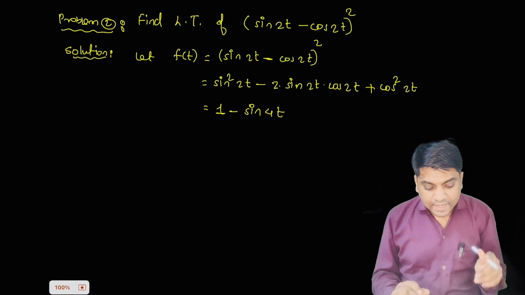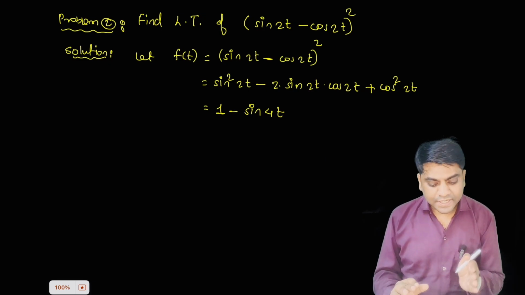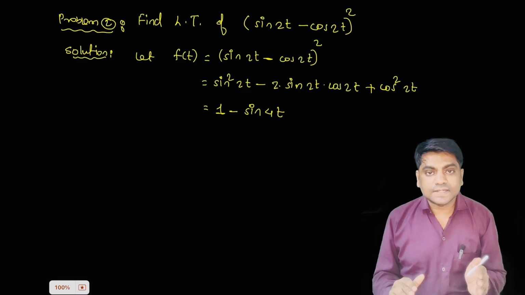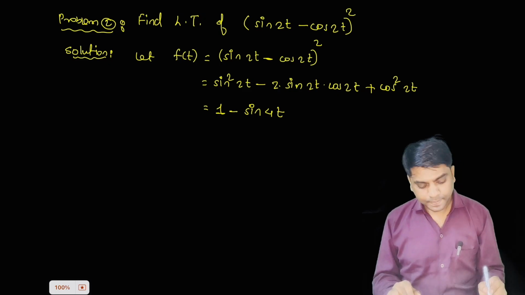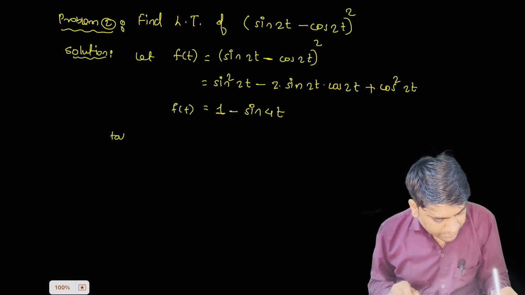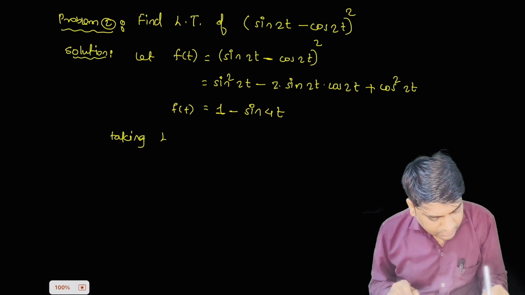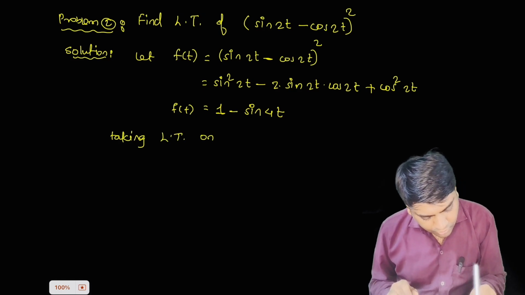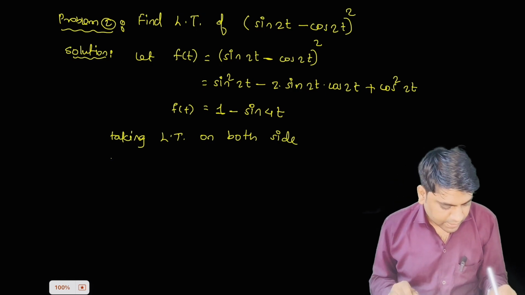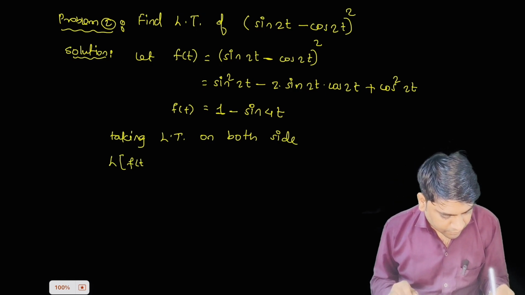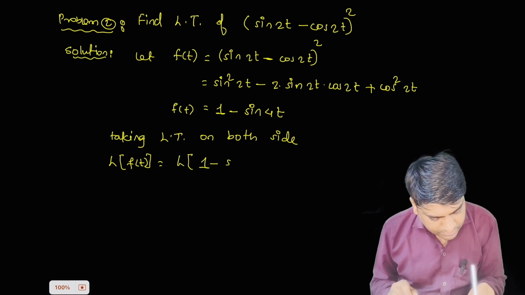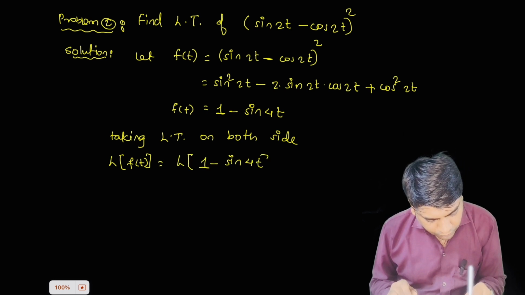It means if we have to find the Laplace transform of sin 2t minus cos 2t the whole square, it will be the same as the Laplace transform of 1 minus sin 4t. So this is nothing but f of t. So now taking Laplace transform on both sides, we'll get Laplace transform of f of t, which is equal to Laplace transform of 1 minus sin 4t.